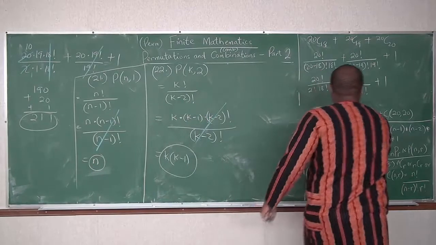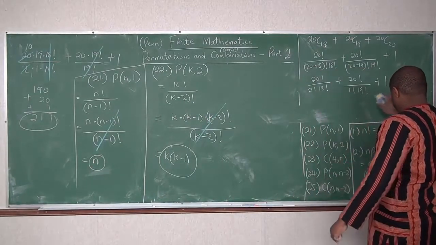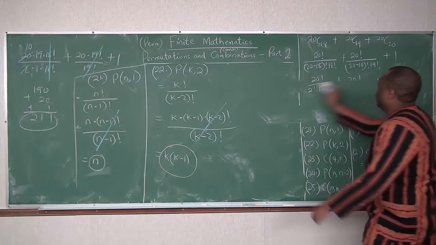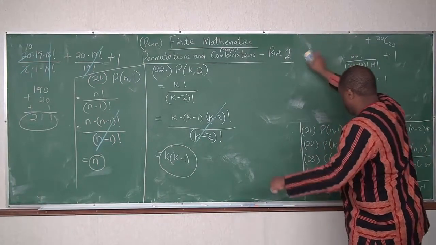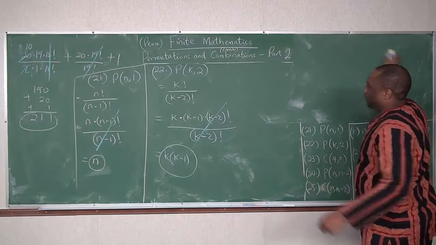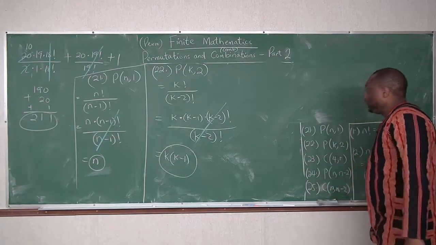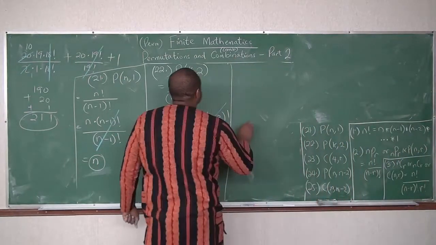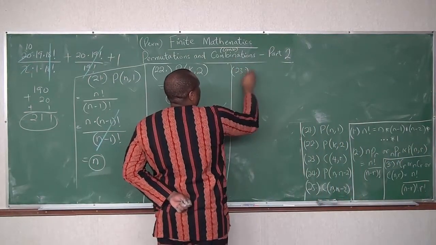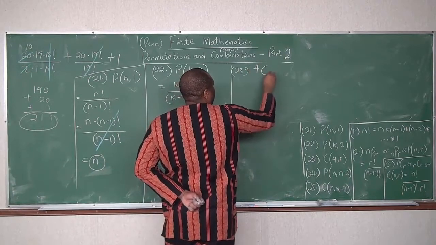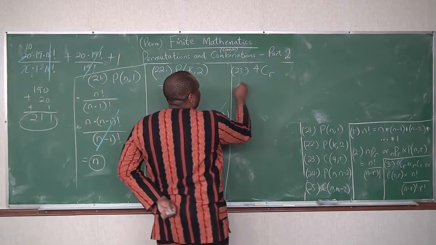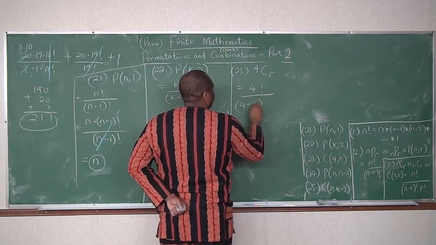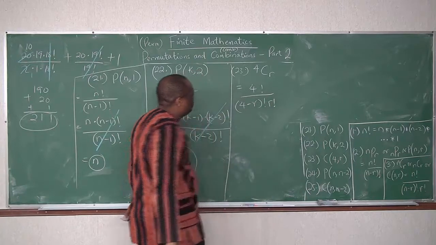Alright. I still have some of the formulas from part 1 here. Question 23: 4 permute r. So this is 4 factorial over 4 minus r factorial, r factorial.